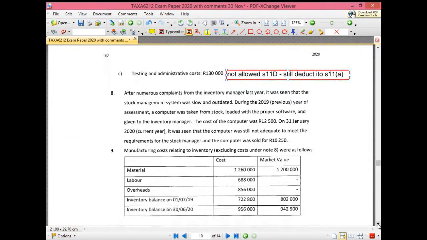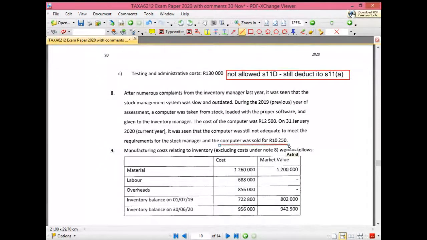Then the next thing they tell you, after numerous complaints from the inventory manager last year, it was seen that the stock management system was slow and outdated. In 2019, in the previous year, a computer was taken from stock, loaded with the proper software, and given to the inventory manager. The cost of the computer was $12,500. Then in the current year, it was seen the computer was still not adequate to meet the requirements for the stock manager, and the computer was sold. Okay, so we sold the computer in the current year.